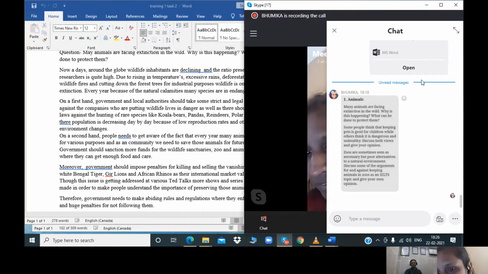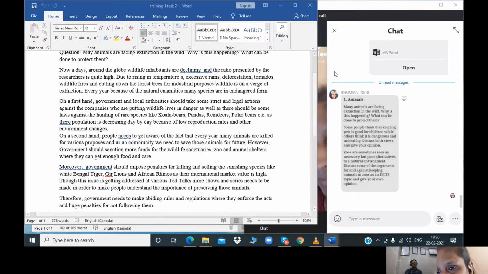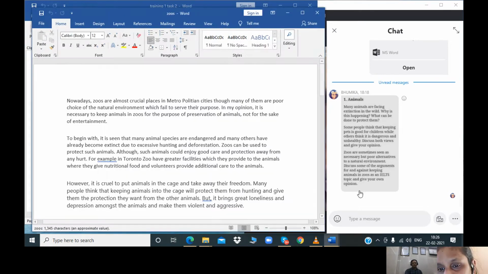Zoos. So the evaluation that I have been doing, I think it will help you a lot to understand how to write better for the next time. That's true. Now this is the third one.